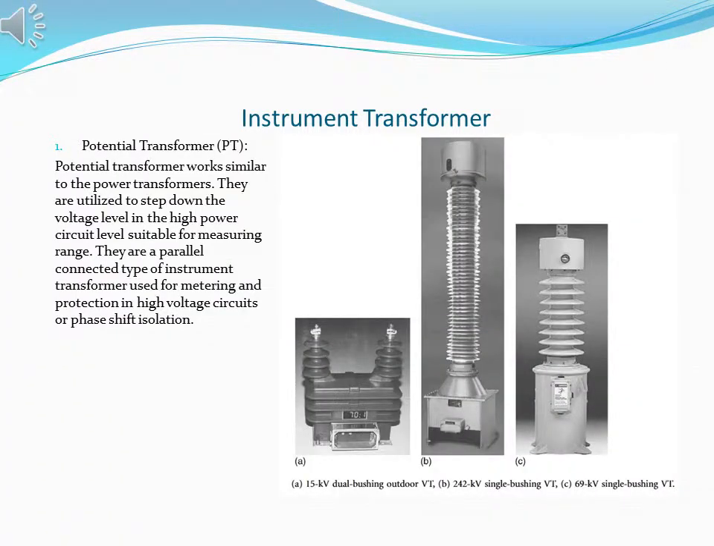Voltage transformers, VT, also called potential transformers, PT, are a parallel-connected type of instrument transformer, used for metering and protection in high-voltage circuits or phase shift isolation. They are designed to present negligible load to the supply being measured and to have an accurate voltage ratio to enable accurate metering. A potential transformer may have several secondary windings on the same core as a primary winding, for use in different metering or protection circuits. The primary may be connected phase to ground or phase to phase. The secondary is usually grounded on one terminal.